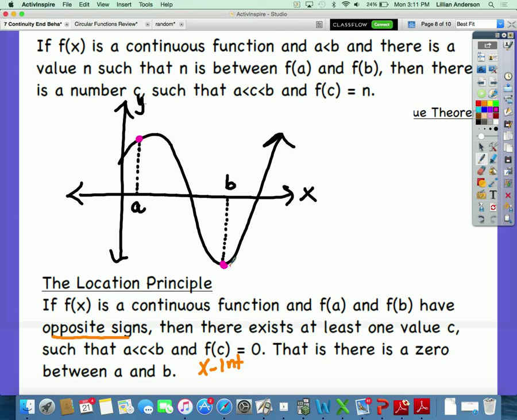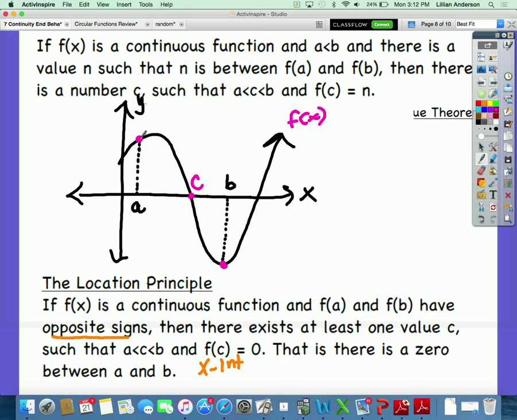A and B represent your intervals. You have some function f of x, and A and B are the interval of the curve that you're looking at, from A to B, start to finish. Now, in between A and B, doesn't it cross the x-axis? Yes, it does. That point is going to be labeled C. C represents some x value where there's an x-intercept.